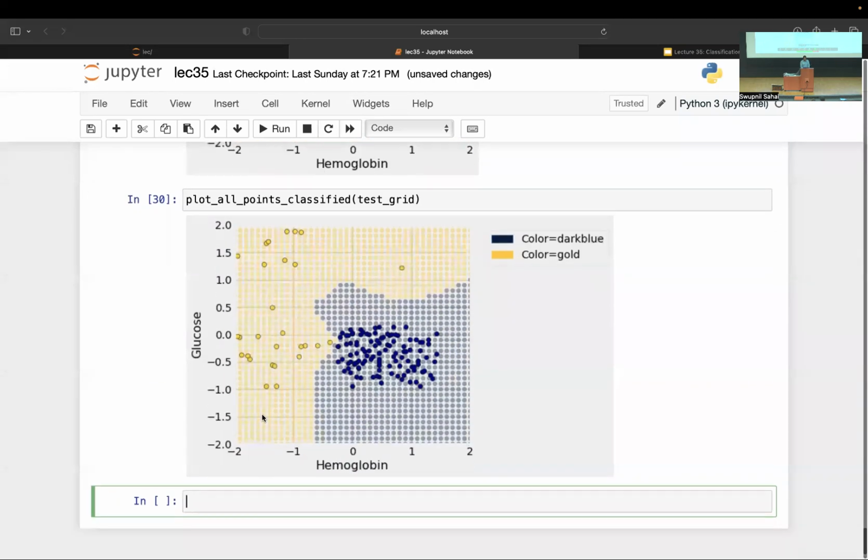And so here's what this looks like. What this is saying is in all the points over here, you'd be predicting blue, and all the points over here, you'd be predicting yellow or gold, I should say. And then at this point, it flips over. And so you can see how this actually looks. This is a more data-driven separation compared to what we were doing before, which is kind of interesting.